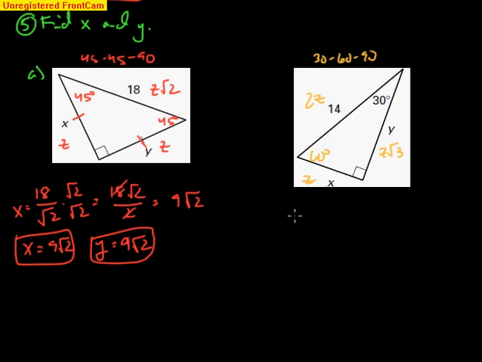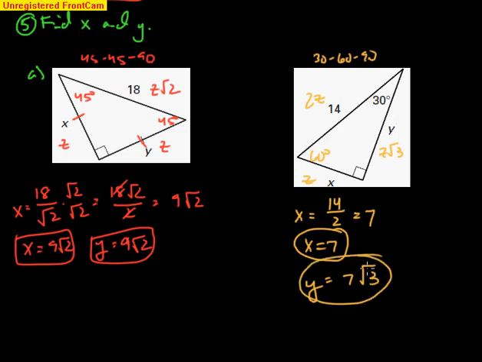Hypotenuse is 14. To get to the short leg, x, I just take 14, and I have to take away this 2, so I divide. And we get x is 7. So there's x. X is 7. And then to find y, I take my short leg 7, and I multiply by the square root of 3. And there's the 30, 60, 90. Okay, and that was problem B.